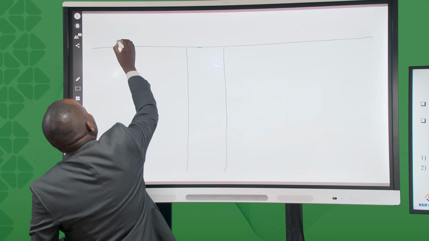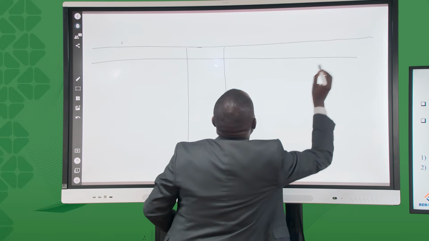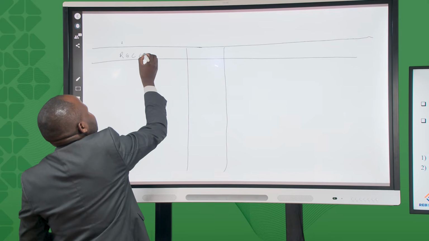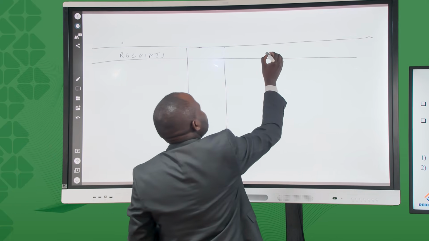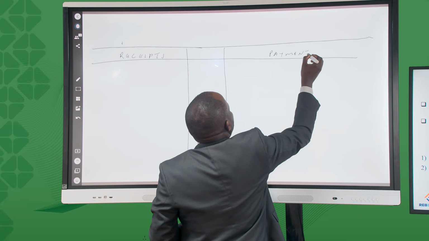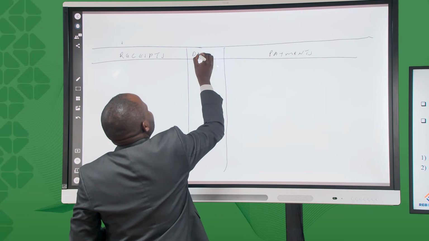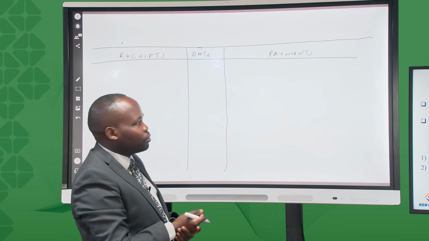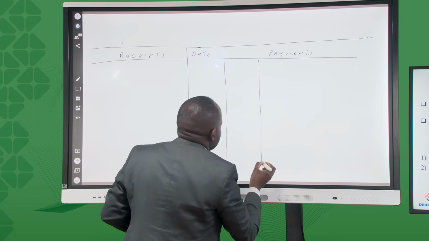So this side, the debit side, shows your receipts. The credit side shows your payments. Remember, we are looking at the petty cash. Now, the middle part shows the date that the transaction took place. And then after the date, we have subsections.